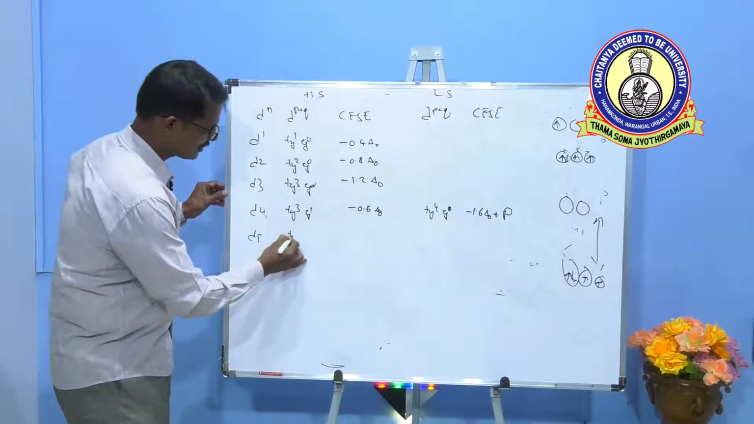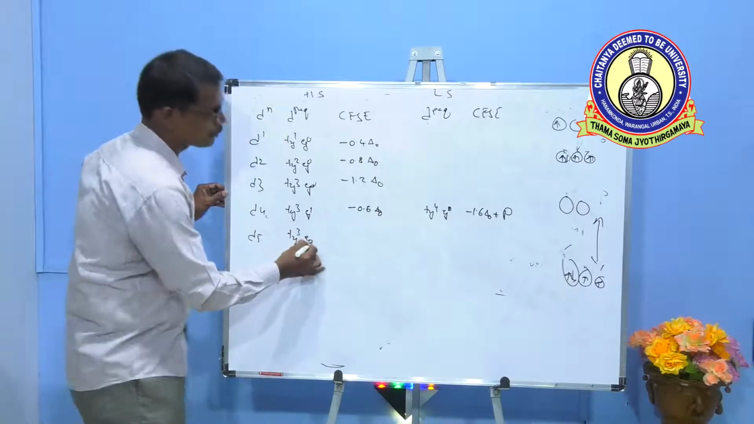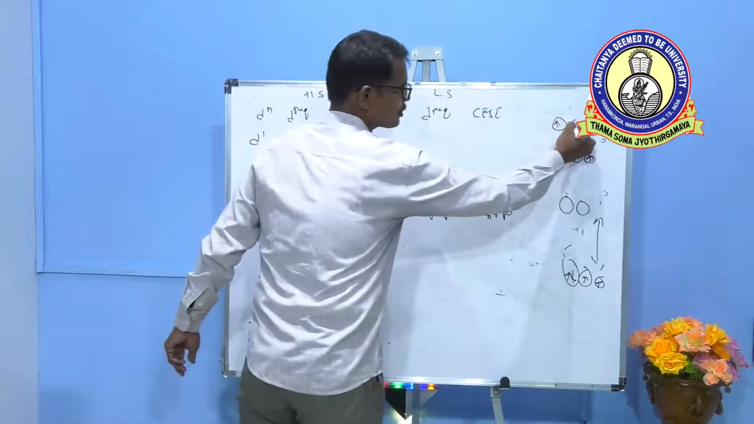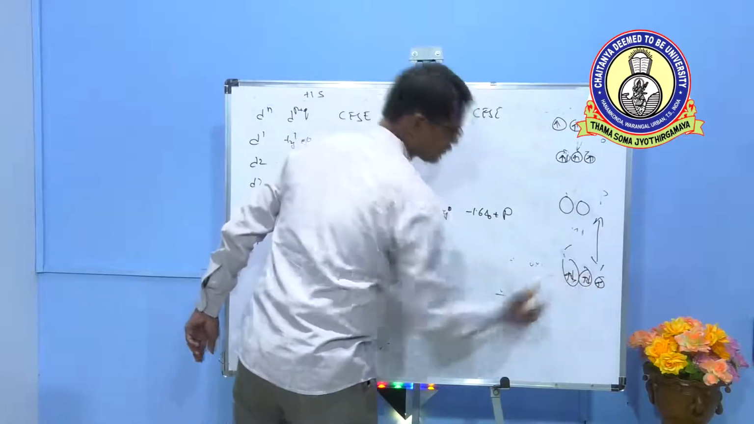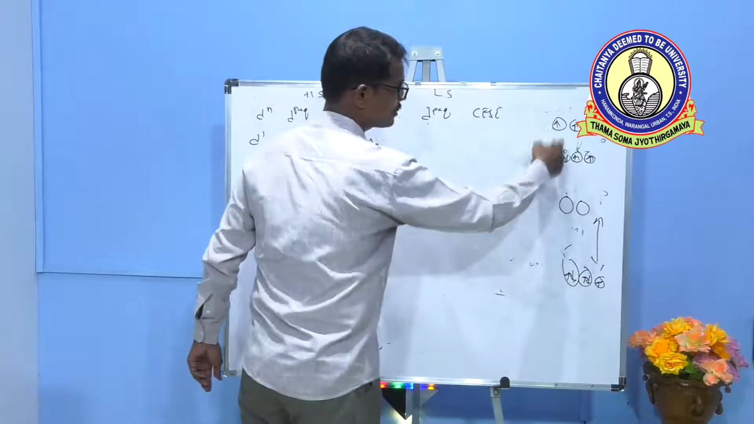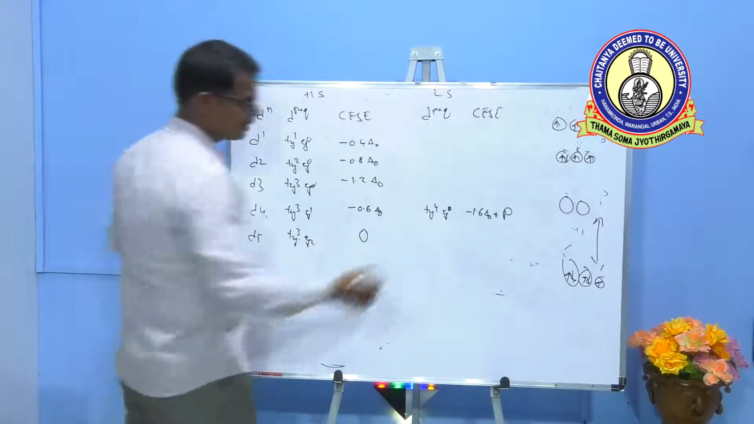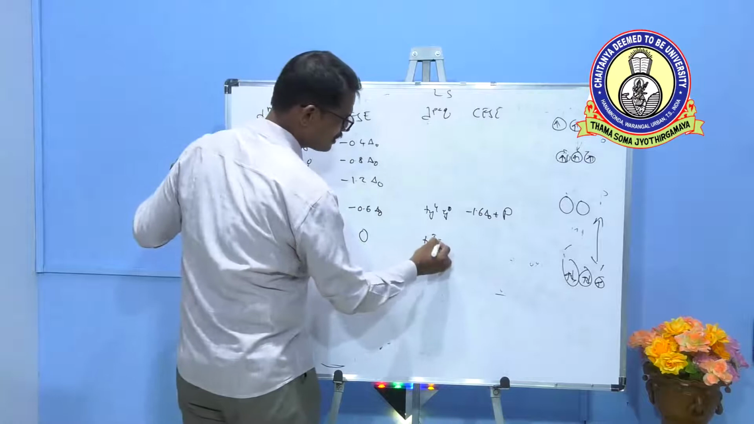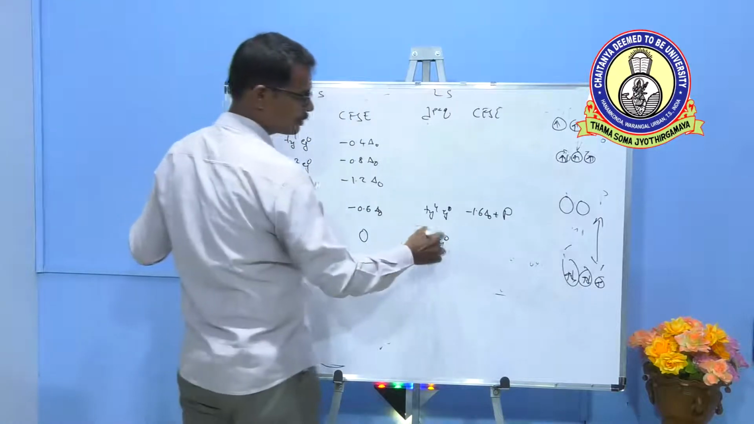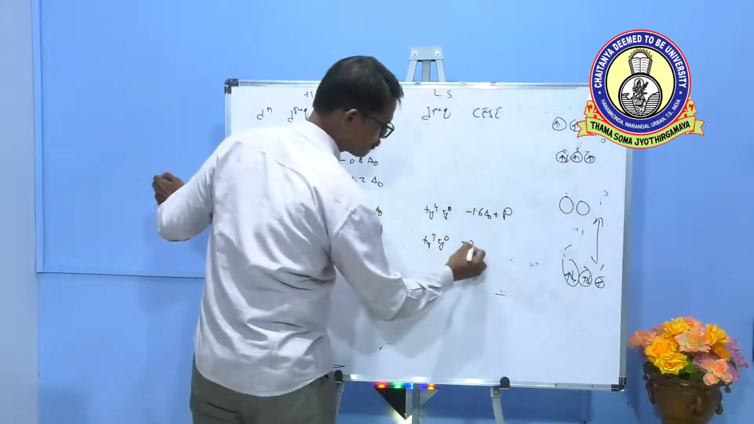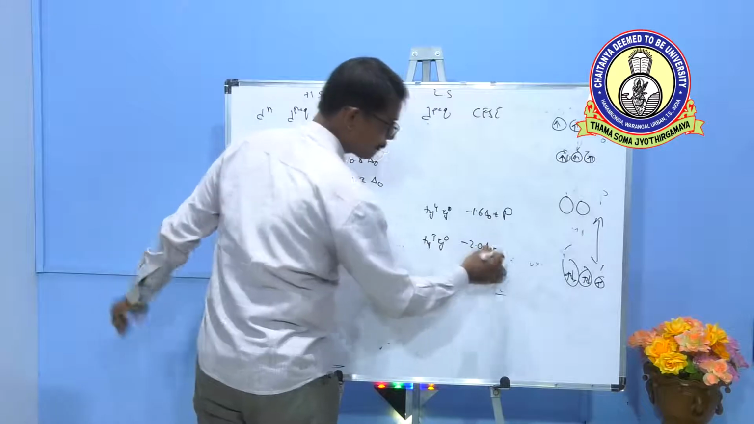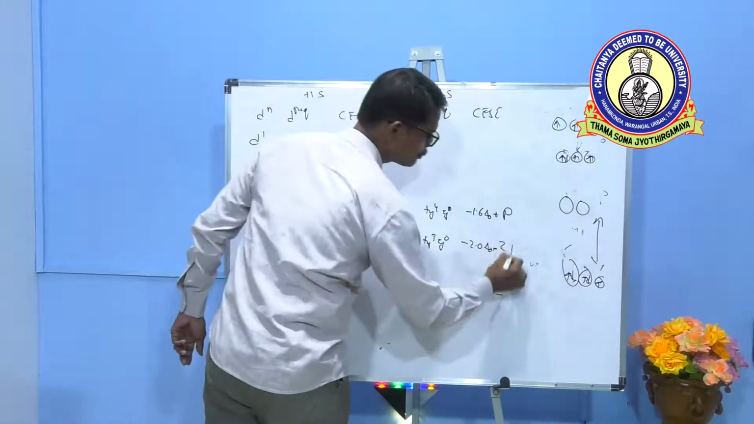D5: t2g3 eg2 in high spin, so the electron goes to the higher orbital. In low spin, the electron is paired in the lower energy orbital. How are they different? High spin is t2g3 eg2, which gives 0. Low spin is t2g5 eg0, which means 5 into minus 0.4, that is minus 2.0 delta O, plus 2 pairs, 2P.